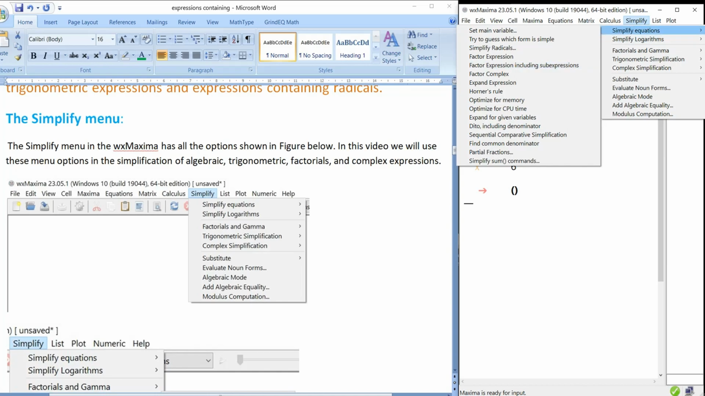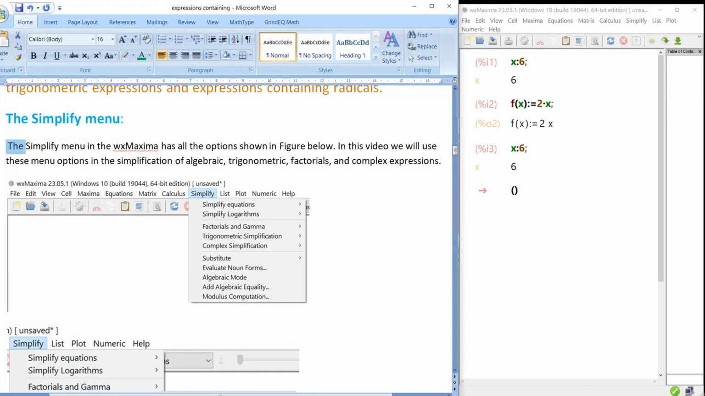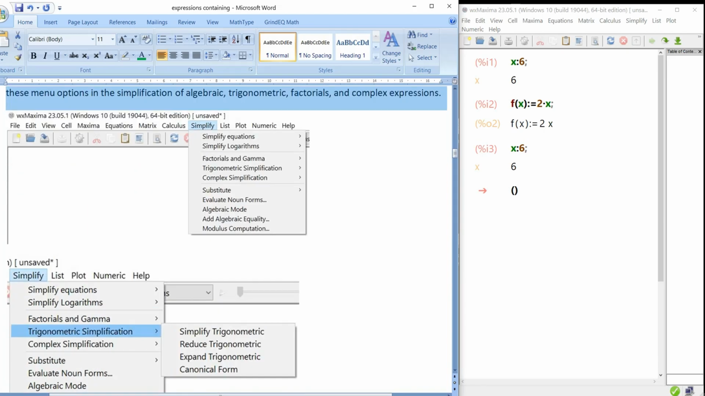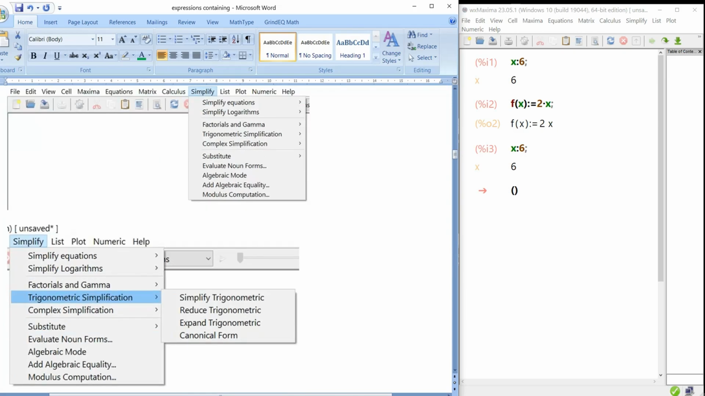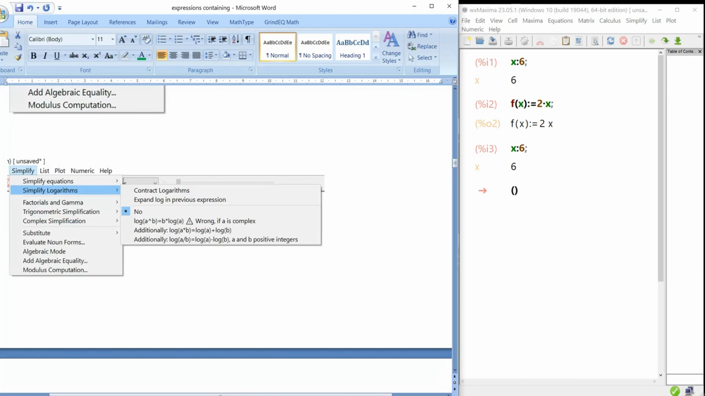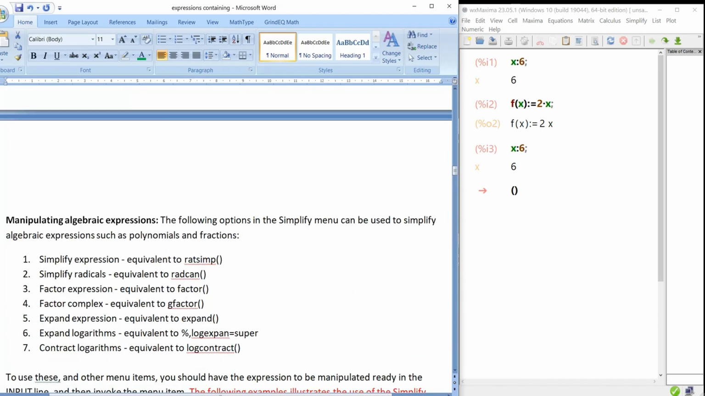Okay, in the simplify menu you can see the simplify menu in the wxMaxima has all the options shown in the figure below. In this video, we will use these menu options in the simplification of algebraic, trigonometric, factorial and complex expressions, right? Okay, this is the screenshot that is attached.